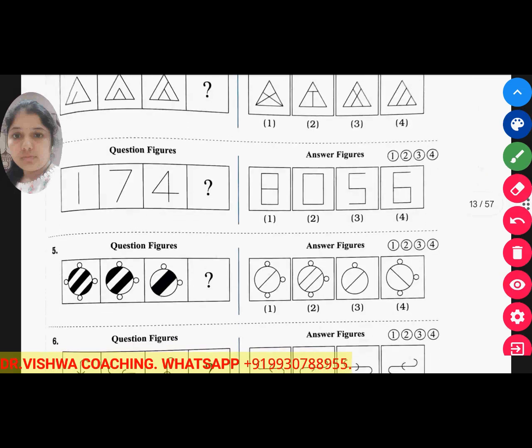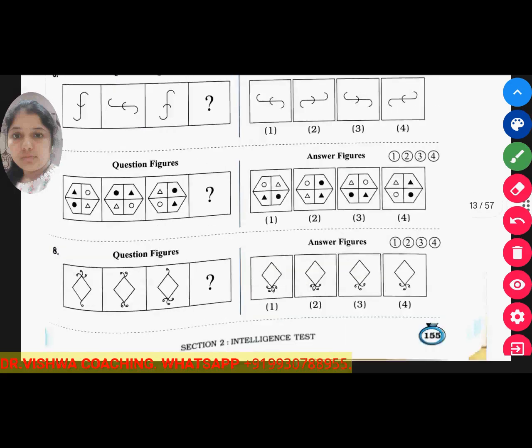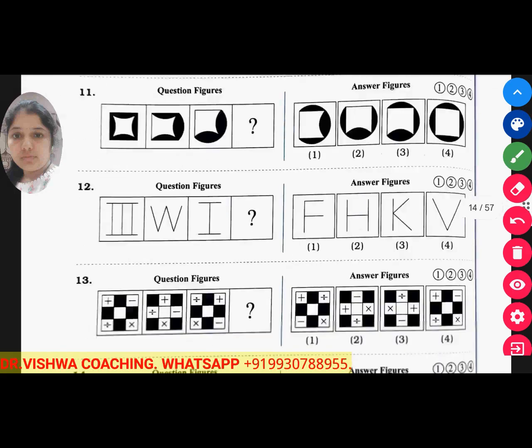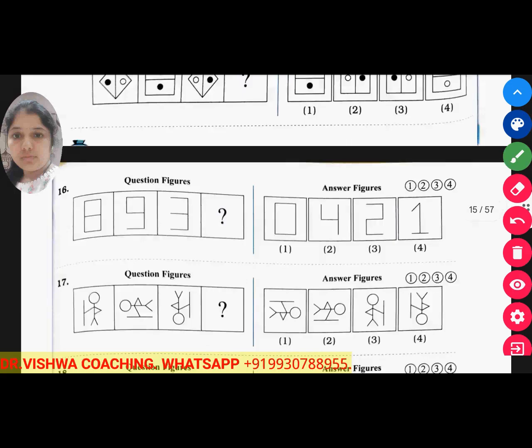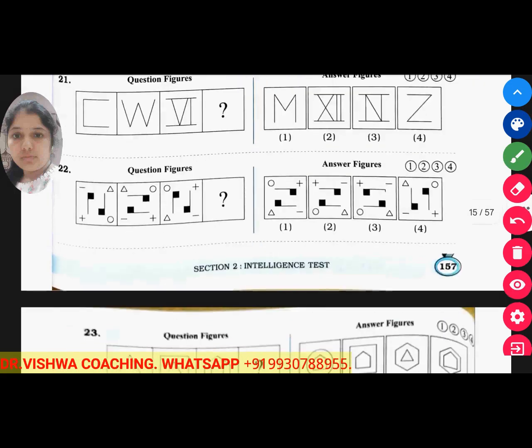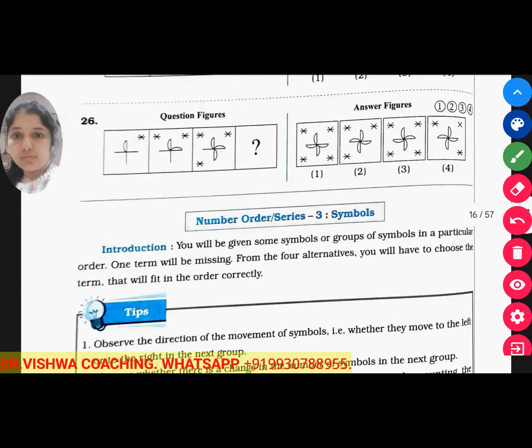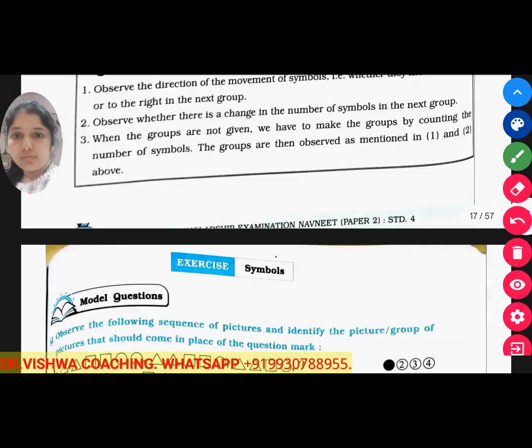Okay, so this is very easy. Now see, here only one line segment is there, then it becomes 2, then becomes 3. So we have to find the figure in which 4 line segments are there. So option number 2 is the correct option. Okay, so I hope you all can solve this. I will not waste my time on this figure question because it is very enjoyable, and please enjoy solving this pattern. So I will leave it for you all.